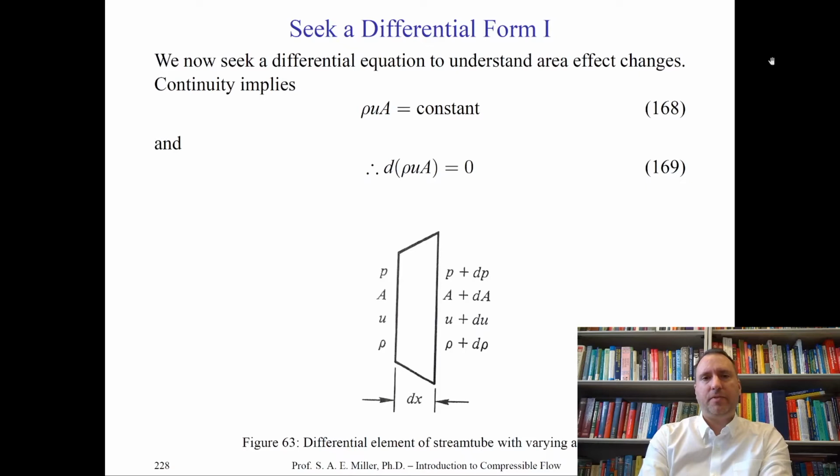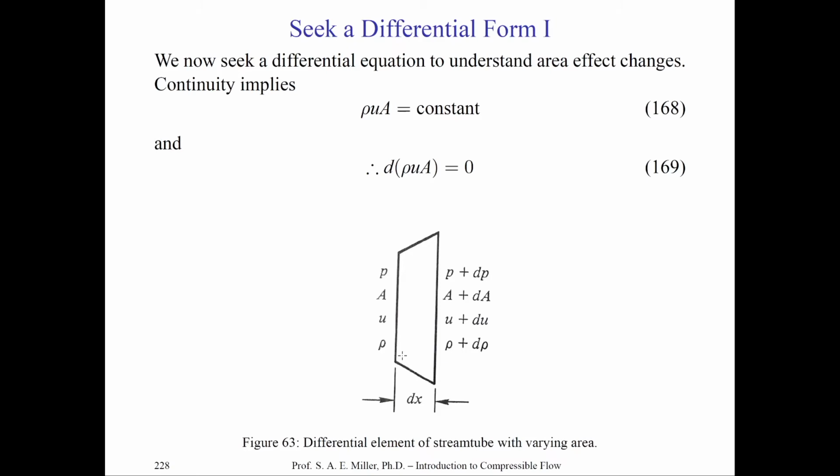Let's now examine this with the idea of a differential area. Instead of going from state 1 to 2, we'll let states 1 and 2 be separated by a small distance dx. I've shown that here in figure 63, a differential element of a stream tube of varying area. So the distance is now dx. I'll just drop subscripts, as I did before. We have static pressure P, area A, velocity U, density rho. As we go some small differential distance dx, we'll go to pressure P plus dP, area plus a small differential area, velocity plus a small differential velocity, and density plus a small differential density.